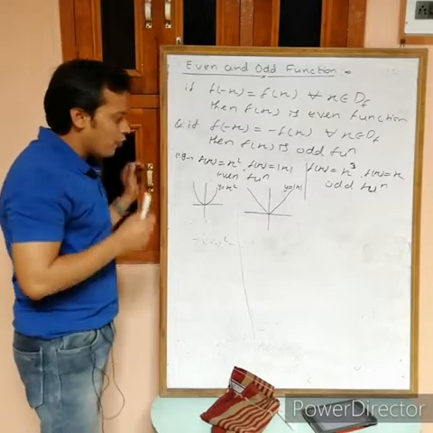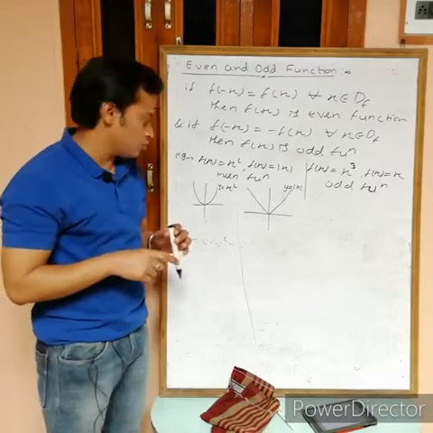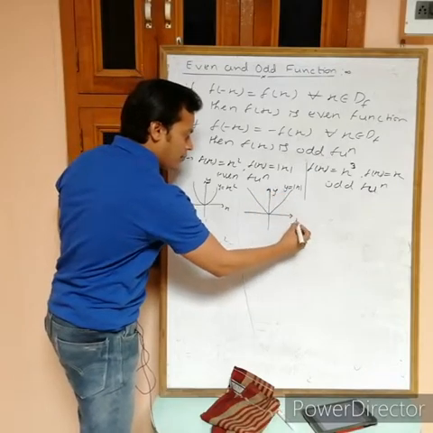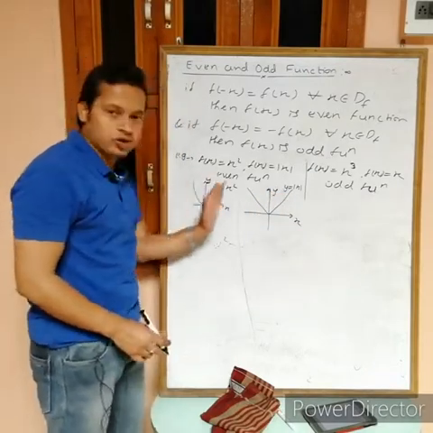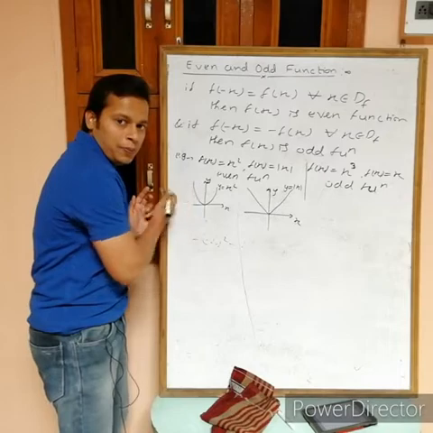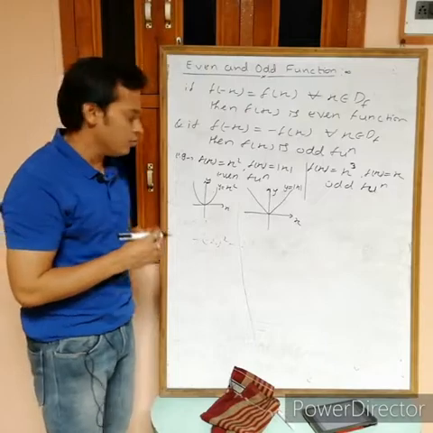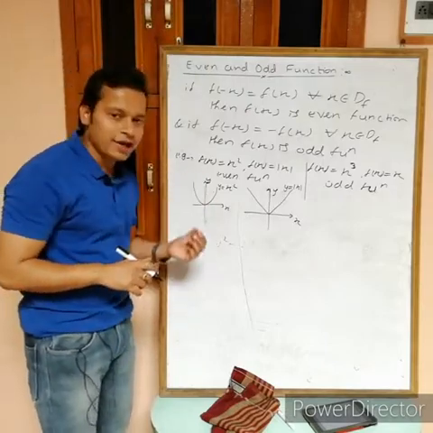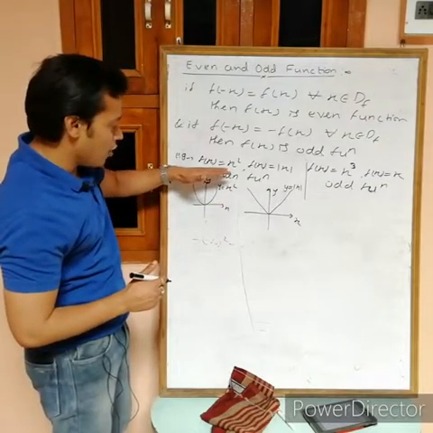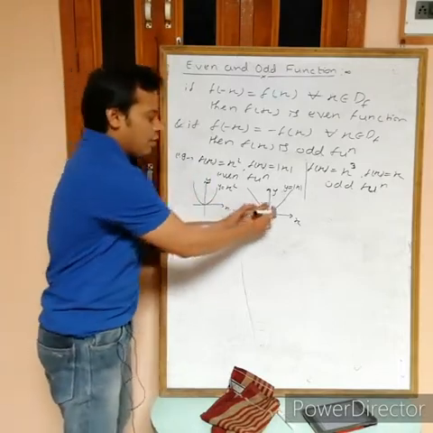If you see both functions, then the graphs of these functions are symmetric about the y axis. This one is the x axis, this one is the y axis. Symmetric about the y axis means you will get the same graph on both sides. If you have the same graph on both sides, then the function is symmetric about the y axis. Sometimes, if the graph is the same above and below the x axis, it means symmetric about the x axis, but this time this one is symmetric about the y axis.